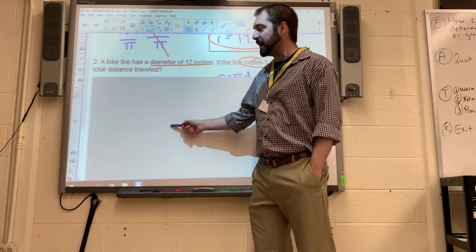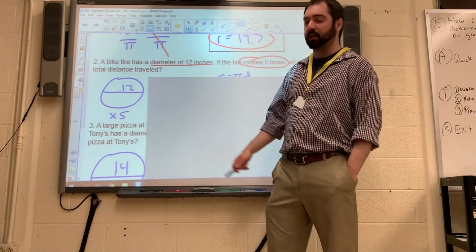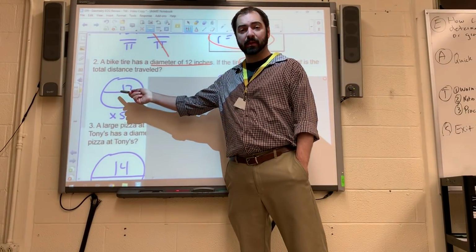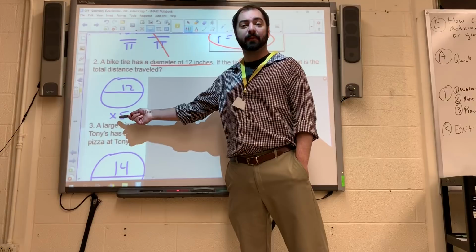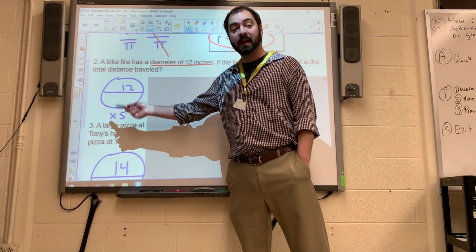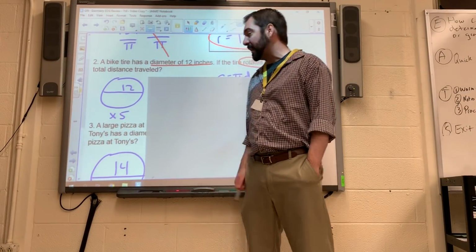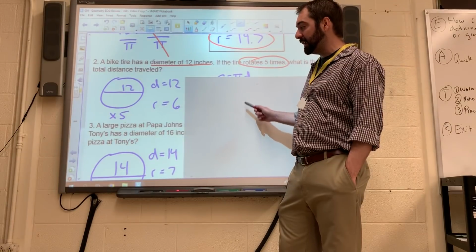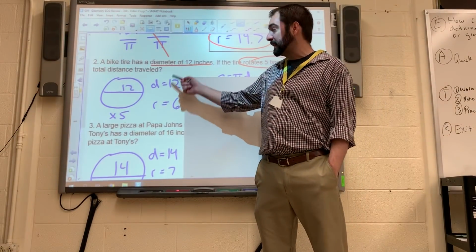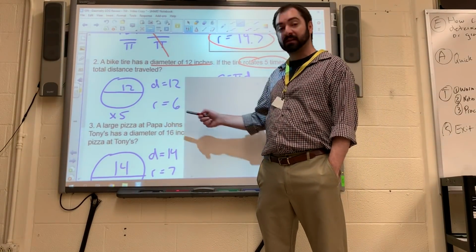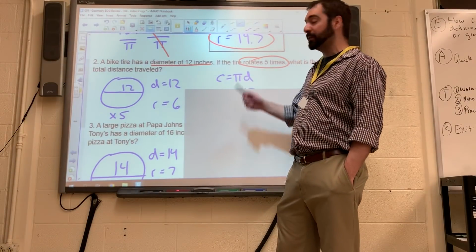But before I even got there, first thing I did, drew a picture. I listed what they gave me. They told me the diameter was 12 and that it's going to spin 5 times. So I put a little note here. Hey, you got to do something times 5. From there, I listed my radius and my diameter. Again, they told me the diameter is 12, the radius is 6. We determined now that this was a circumference problem.